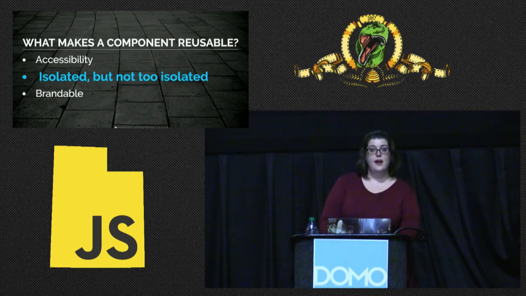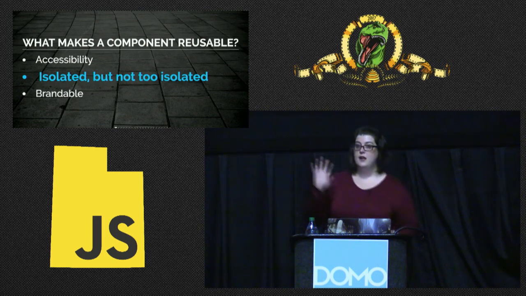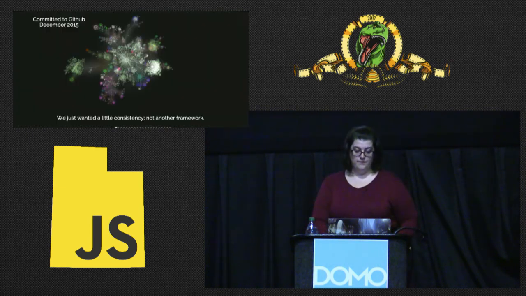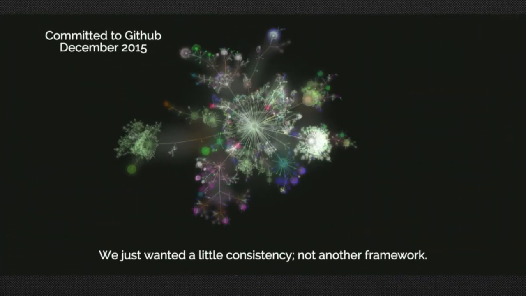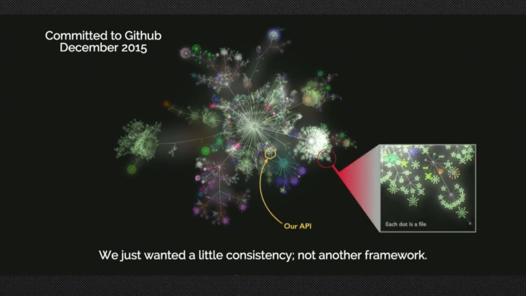My company used to have one very mega conglomerate website. Everything was built into one CMS. We decided that it was time to break out our different classified verticals into their own websites. So now we have classifieds and cars and homes and jobs and services. This is a very lovely image of our GitHub repo at about the end of 2015. Each dot is a file, and that little tiny yellow hexagon, that's our API.